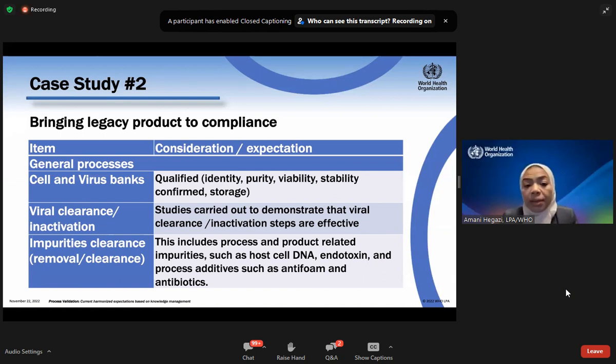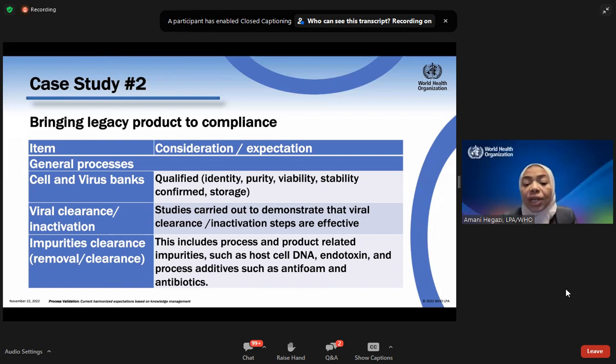They are characterized by identity, purity, viability, and stability is confirmed, and storage conditions are well defined. Viral clearance and inactivation studies have been carried out that demonstrate that the viral clearance is effective and we achieve complete inactivation of the virus.